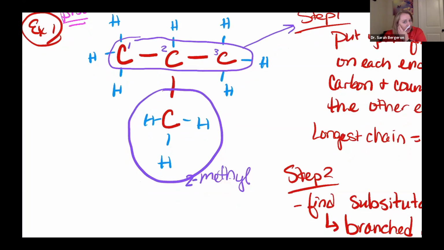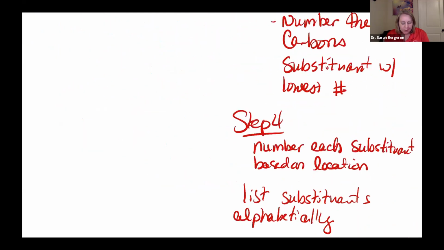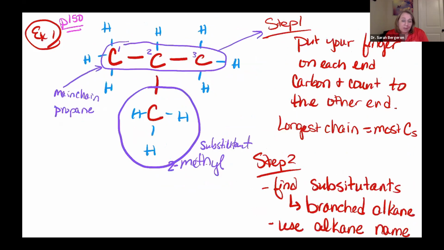Okay. So I have a parent chain that has 3, and remember, me eat peanut butter, right? So what is your 3? That is propane. So my main chain is propane. My substituent, S-T-I-T-U-T-A-N-T, substituent is 2-methyl. So now what's my next step? I need to number my substituents based on their location. We did that, and list the substituents alphabetically. In this case, we only have one substituent, so we're kind of done with that. So this one I'm going to call 2-methyl propane. Okay. All right.